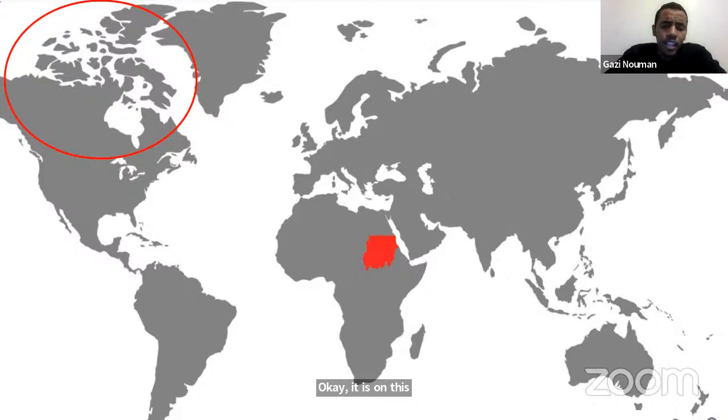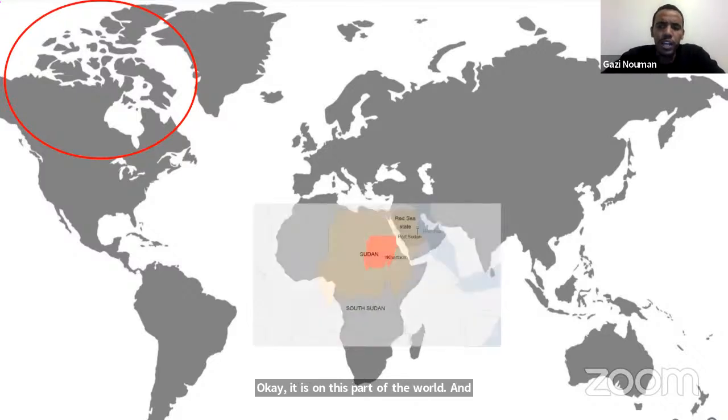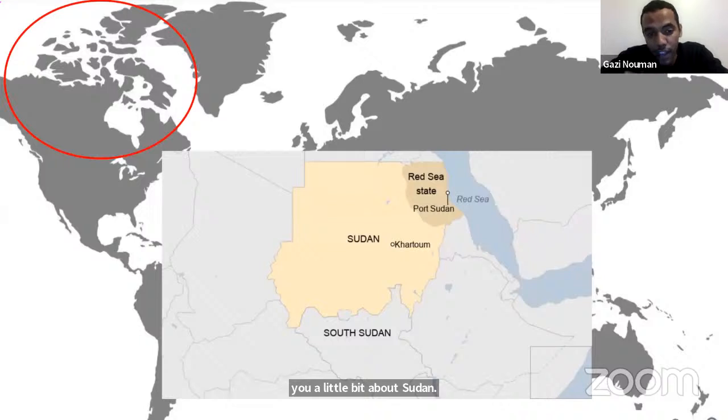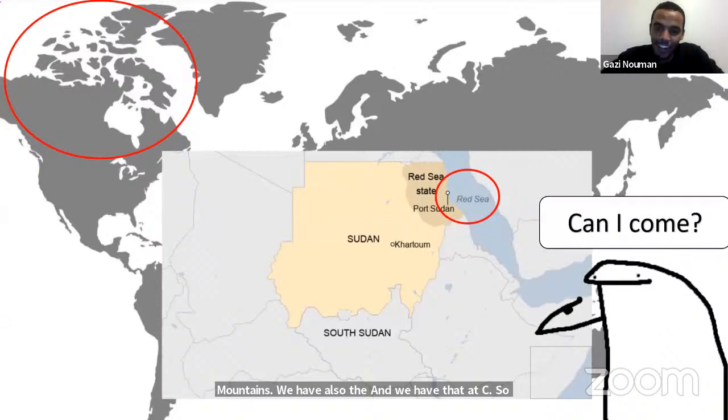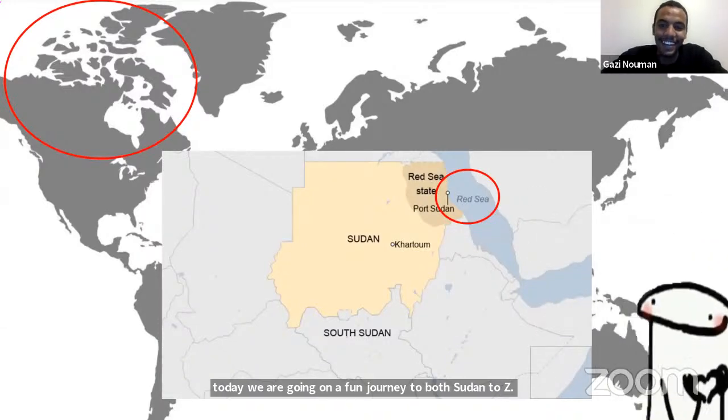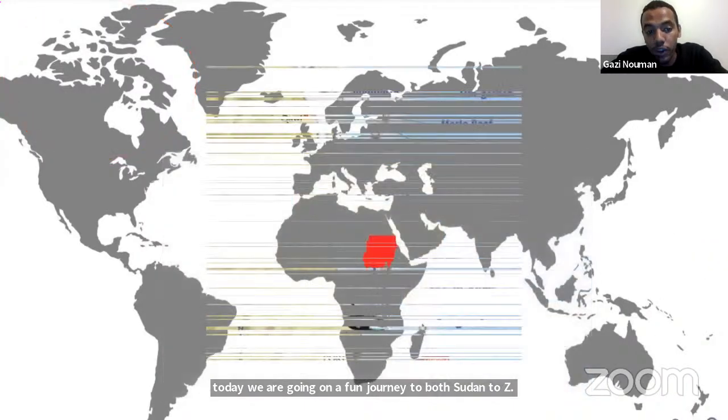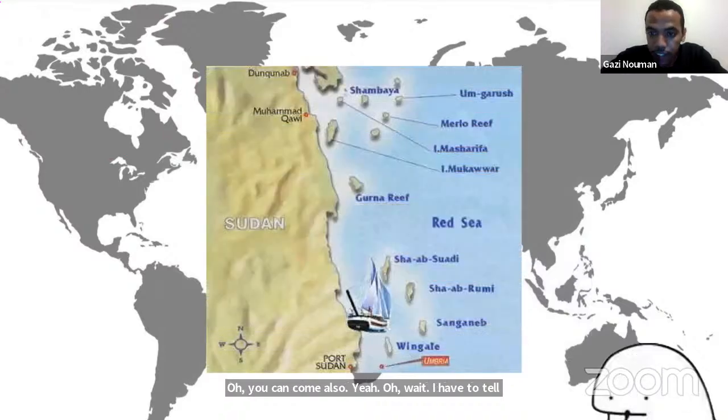Let me tell you a little bit about Sudan. Sudan is in the north part of Africa, and it is the third largest country in Africa, and is known for diverse landscapes, including deserts and mountains. We also have the Nile River, and we have the Red Sea. So today we are going on a fun journey to Sudan, to the Red Sea. Oh, you can come also, Tidy. Oh, wait, I have to tell you a little bit about the Red Sea first.